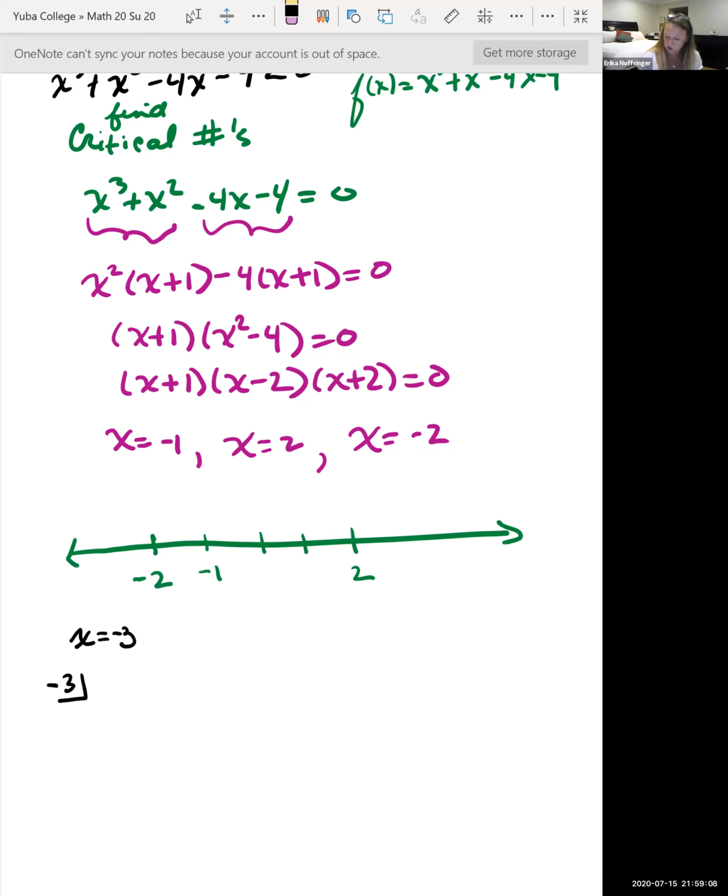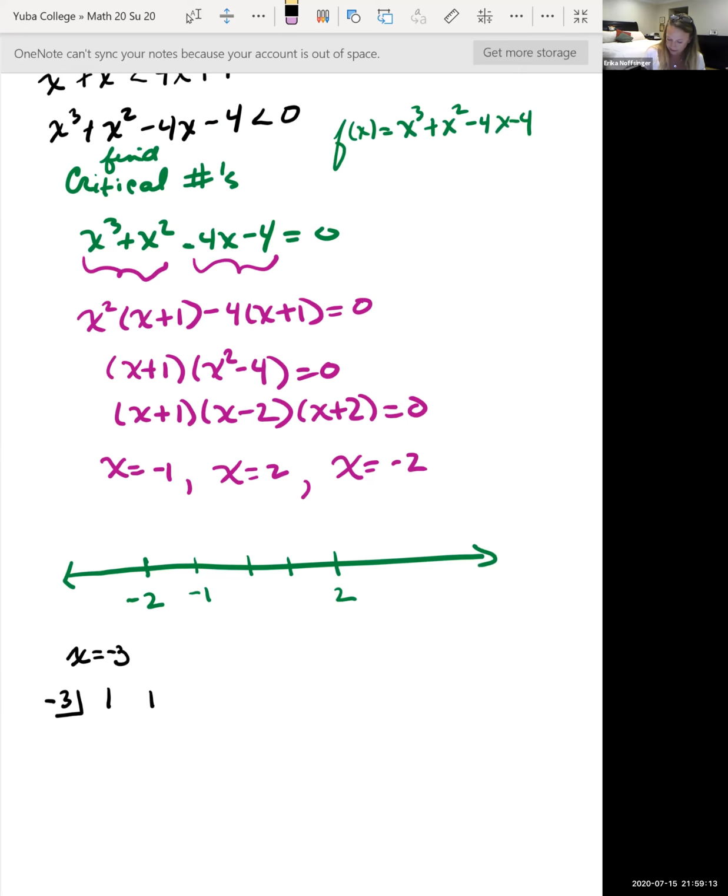We could do 1, 1, negative 4, negative 4. So if we pull down our 1, instead of me putting in negative 3 wherever I see x, this could be faster. I pull down my 1, I get negative 3 times 1 is negative 3, 1 plus negative 3 is negative 2, negative 3 times negative 2 is 6, negative 4 plus 6 is 2, negative 3 times 2 is negative 6, negative 10. So if you plugged in negative 3 here, you should get back negative 10.